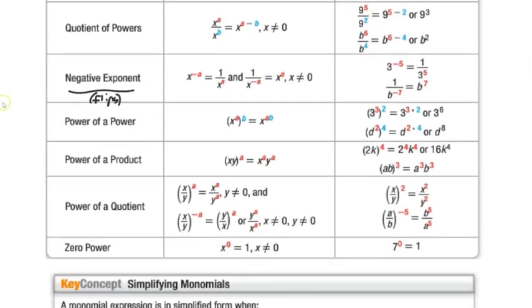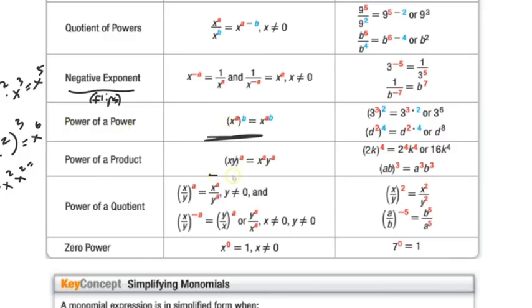Power to power, there's a big difference here. X squared times x cubed is x to the 5th. But x squared to the 3rd power, that's x squared times x squared times x squared. You multiply the powers, x to the 6th. Power to power, you multiply.